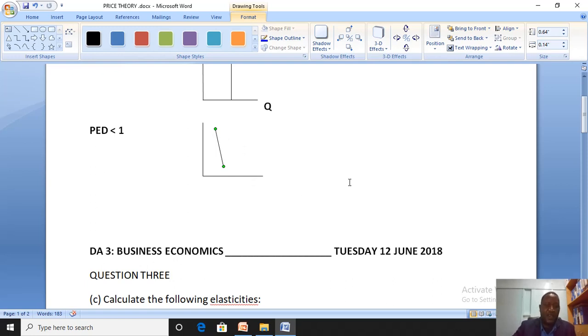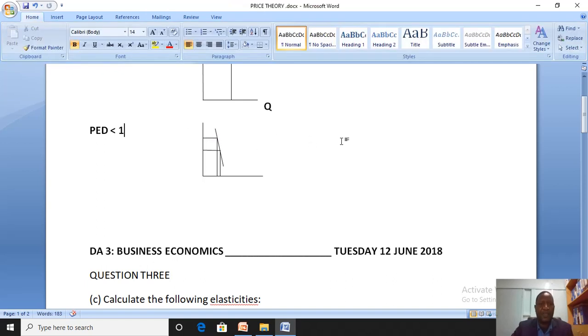So that's the PED of less than 1, meaning that a percentage change in price causes a smaller percentage change in quantity demanded. So the change on the part of quantity is smaller than the change on the part of price. That's what inelastic demand implies.